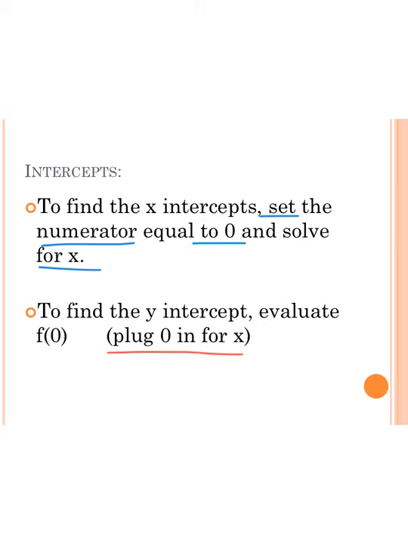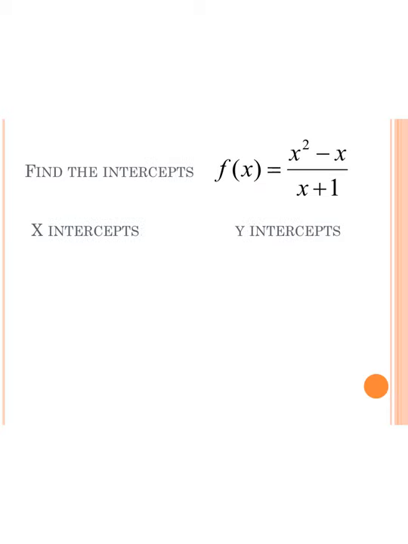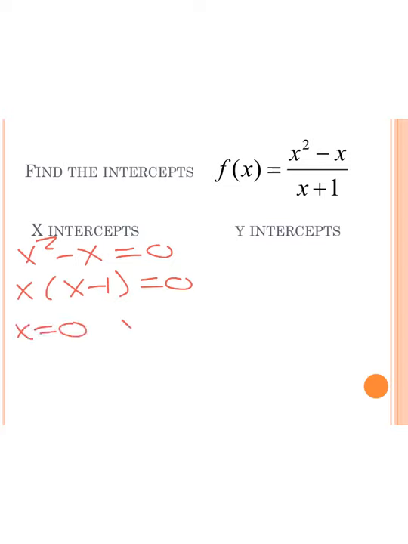Let's go ahead and apply this. All right, we're going to go ahead and find both of our intercepts. For our x-intercepts, we're going to take our function and take the numerator and set it equal to 0. So if we do that, we end up getting x squared minus x equals 0. I'm going to factor this, giving me x times x minus 1. And then if I set each factor equal to 0 and solve, we have x equals 0, and then we also have x minus 1 equals 0, which means that I have two intercepts. I have one at x equaling 0 and one at x equaling 1. And if I write those as points, we have (0, 0), and then we have (1, 0).